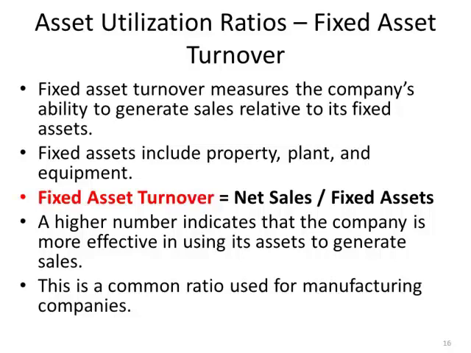So this is a common ratio used for manufacturing companies, as we said, and the reason for that is that manufacturing companies tend to have a lot of fixed assets such as property, plant, and equipment, and those fixed assets are often directly responsible for the company to manufacture its goods, right? Without those machines and factories, the company would not be able to manufacture anything. So that's why we use this ratio primarily whenever we are analyzing manufacturing companies.